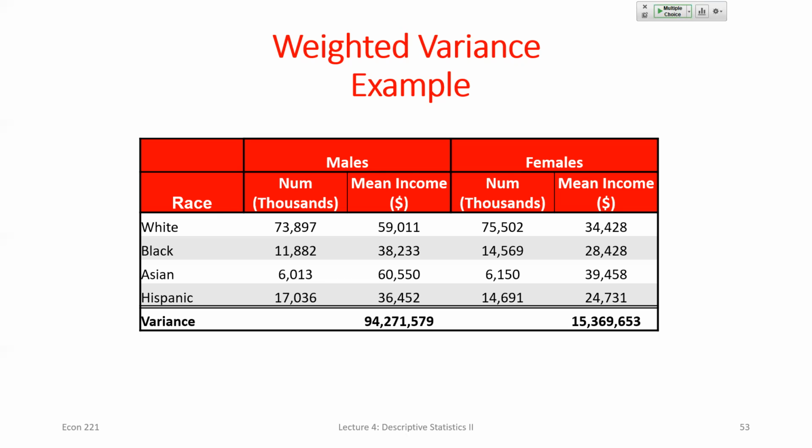39,458 minus that mean of 22,000. Take that deviation, square it, multiply that deviation squared by however many people are in that group, which is what, 6,150. One group left, right? Their average income was 24,731. We'll subtract that mean of 22,000, square it, multiply it by however many people are in that group, which is what, 14,691. Now, if you're taking notes, it's probably a little easier to see this all in one line, but I don't have the room to do that without going real small so you can see it.